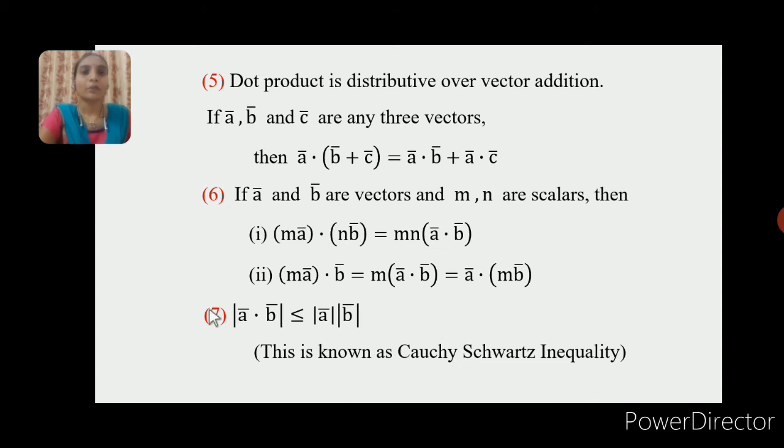Seventh, magnitude of a bar dot b bar is less than or equal to magnitude of a bar into magnitude of b bar. This is known as Cauchy-Schwarz inequality.